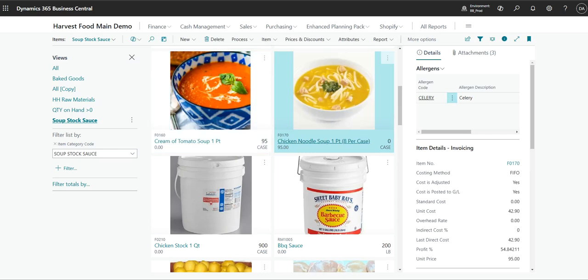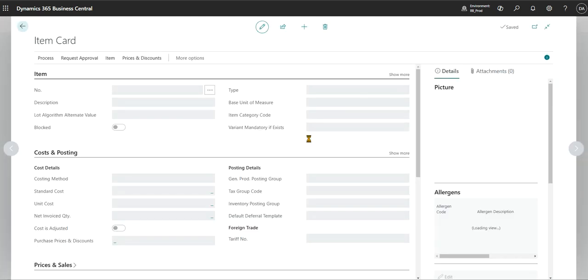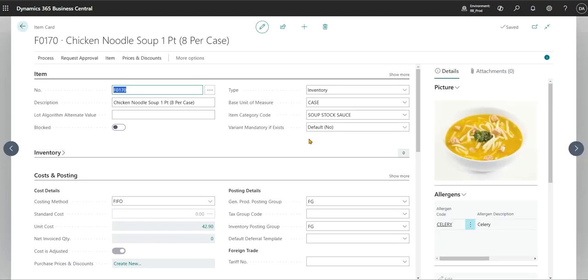Hello and good day. A few days ago I sent you a video that went into the details of the costing on this chicken noodle soup finished good item. And we explained the details on how we came up with a real-time unit cost of $42.90 connected to the recipe and sub-recipes.